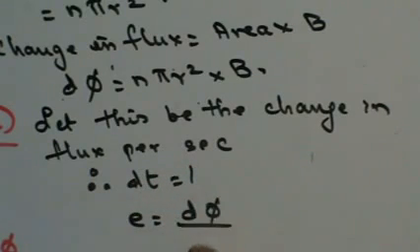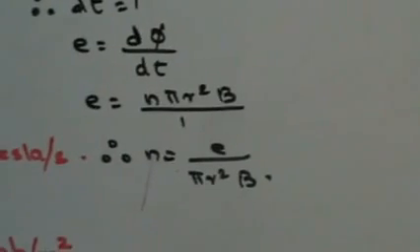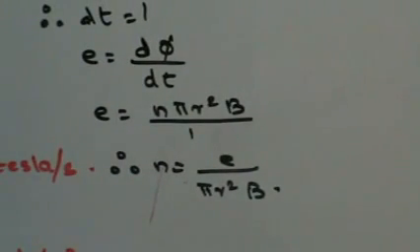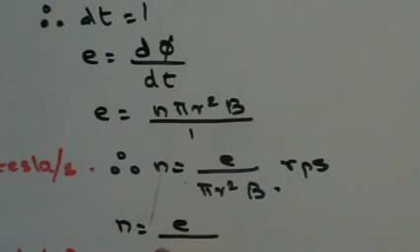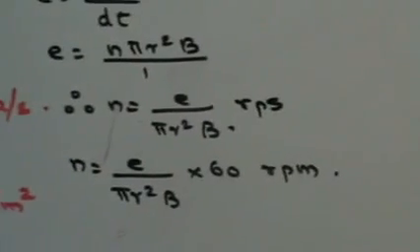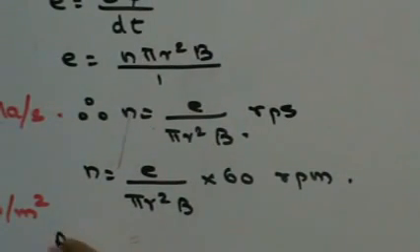EMF is d phi by dt, so EMF is n pi r square B upon 1. Therefore, n is equal to E upon pi r square B. That will be the number of revolutions per second. But the sum says that you have to find the number of revolutions per minute. So this will be E upon pi r square B into 60. To convert from RPS into RPM, you have to multiply by 60. The answer for this sum should be 180 RPM.